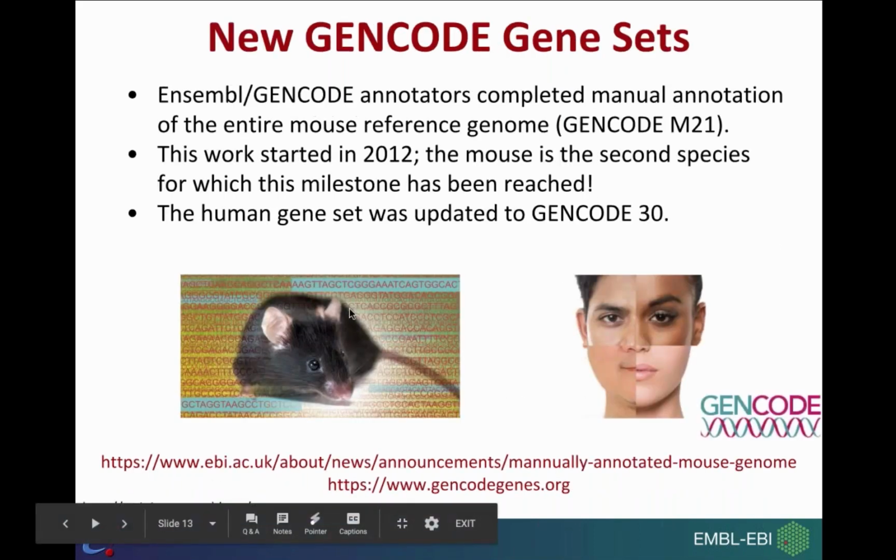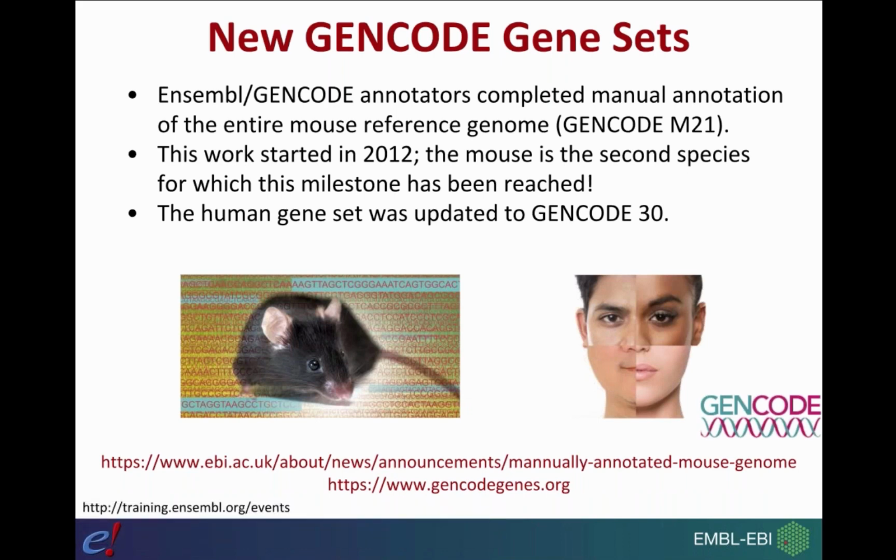Okay. So the first big news from this release is that our annotators have completed the manual annotation of the entire mouse reference genome. And this gene set is called Gencode M21. They have been working on this since 2012, and the mouse is only the second species for which this milestone has been reached. The first one, of course, being human. And in addition, they also worked still on the human genome, and this gene set was updated to Gencode 30.